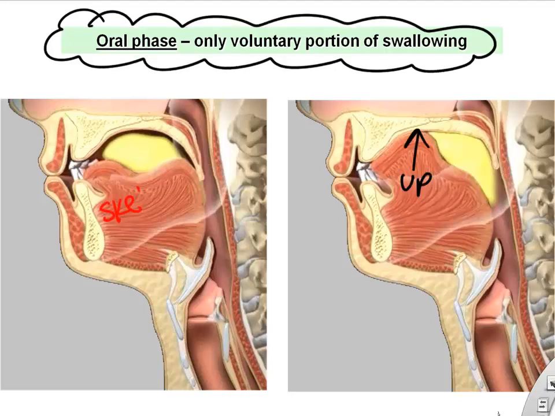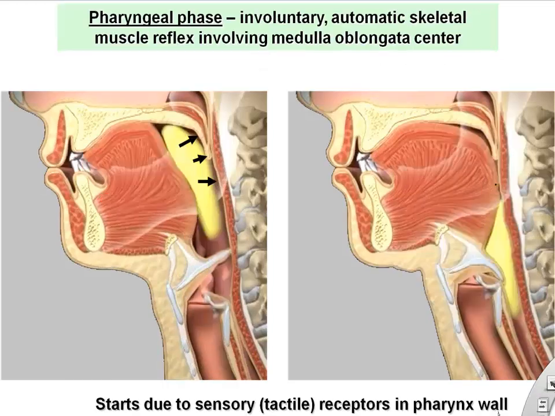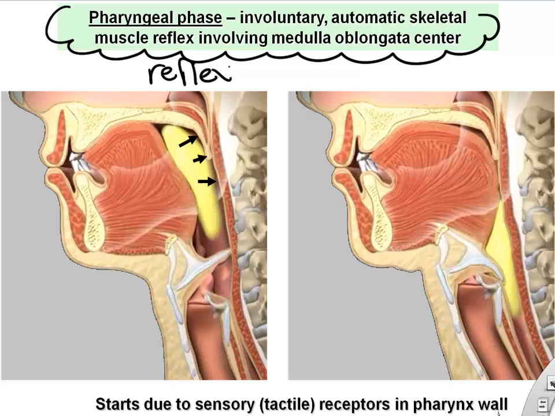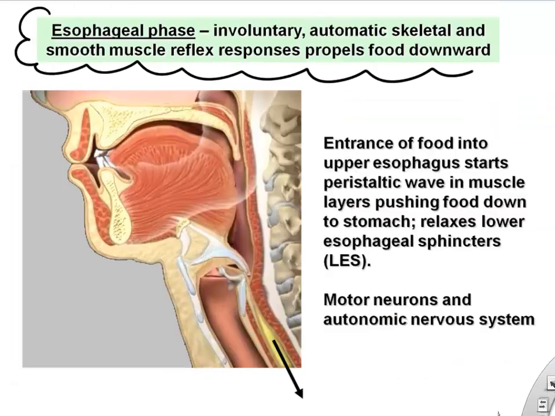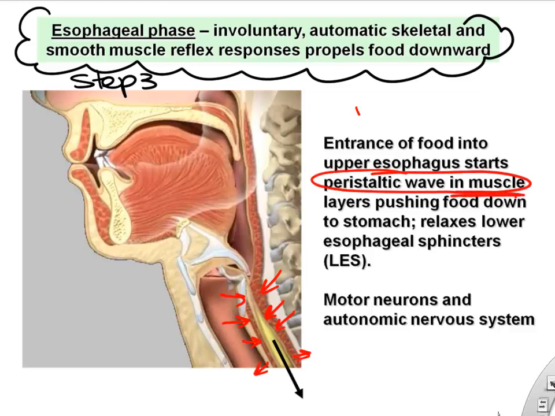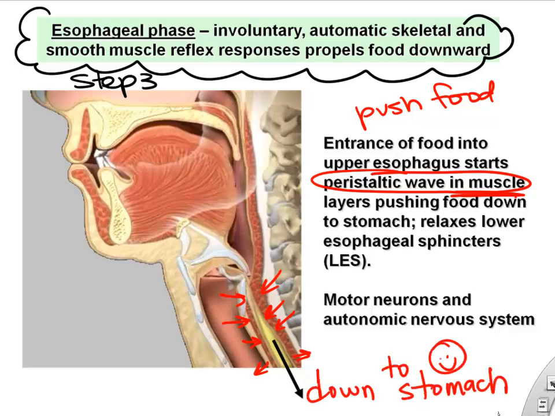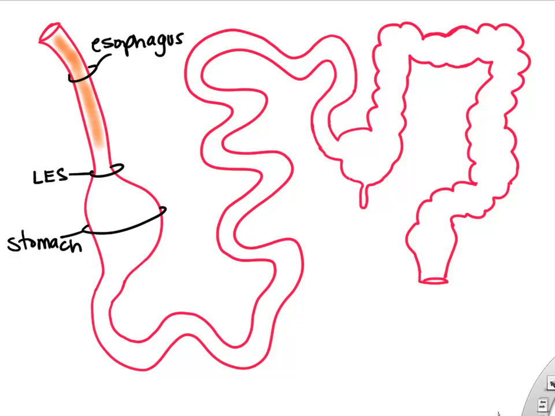So the oral phase is the only portion that we control when you push your tongue up against the roof of your mouth. This pharyngeal phase is a reflex that's housed in the medulla oblongata that signals to skeletal muscle in your pharynx to help squeeze that food back into your esophagus and not your airway. And then the esophageal phase is sort of like this peristaltic wave which pushes the food all the way down into your stomach. And once it reaches the stomach, now we're really going to start some of the digestive activity.